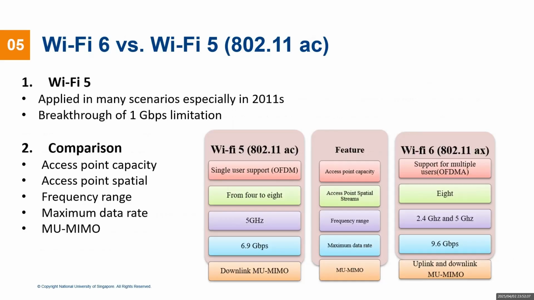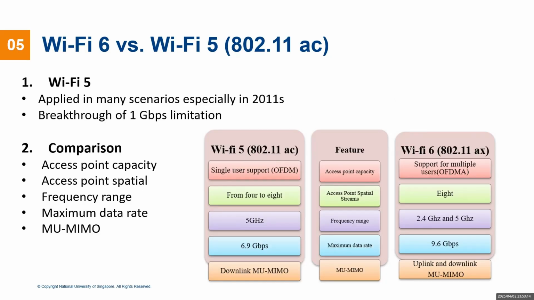As the predecessor of Wi-Fi 6, Wi-Fi 5 played an irreplaceable role in the development of wireless communications, especially in the 2010s. Wi-Fi 5 achieved a number of technological breakthroughs at that time, breaking the 1 gigabit per second transmission rate bottleneck for the first time, so it is also known as gigabit Wi-Fi. Wi-Fi 6 further evolves on this foundation, achieving higher efficiency, greater reliability, lower energy consumption, and a theoretical maximum rate of nearly 10 gigabit per second.